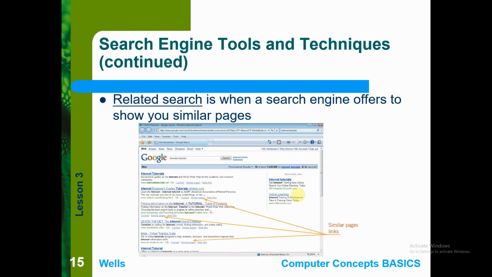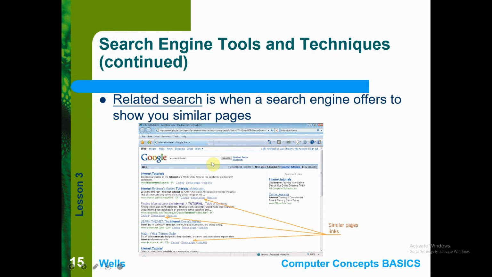Okay, so if you notice, after searching for a certain keyword or phrase, this is the list of pages in our search results. There will also appear related searches. When the search engine offers you similar pages, these similar page links are also within websites that have the keywords you searched.